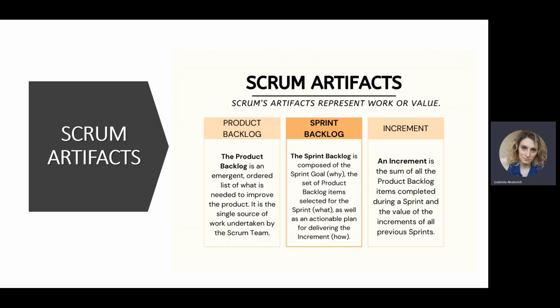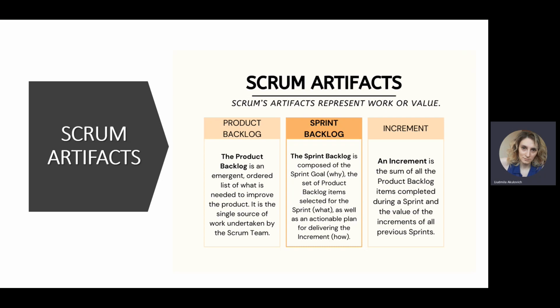And the last fundamental part is Scrum artifacts. And actually, there are again only three of them: product backlog, sprint backlog, and increment. The product backlog is the list of all the tasks, features, and so on that should be created while working with the product, for improving the product, for creating new features, and so on. So this is the whole scope of the tasks.